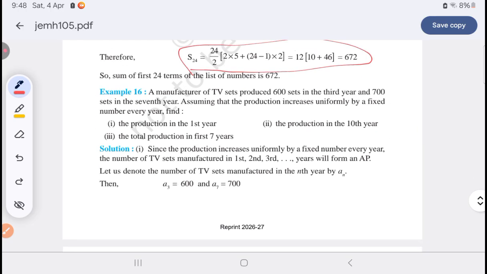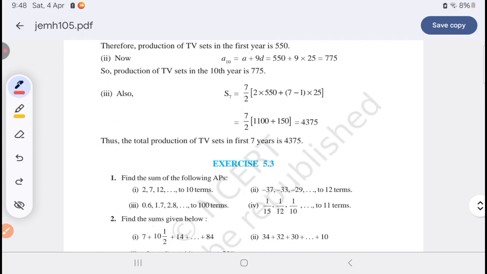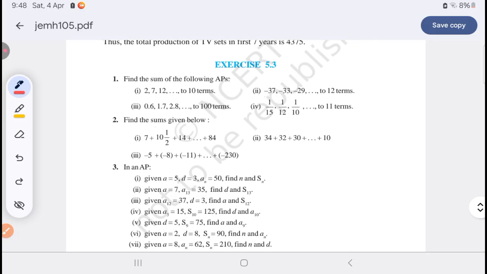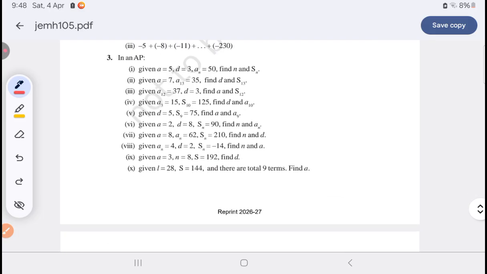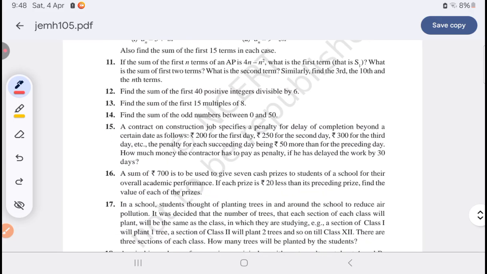So you can check the other formulas and other questions also. The exercise you will do separately, explaining all the questions.